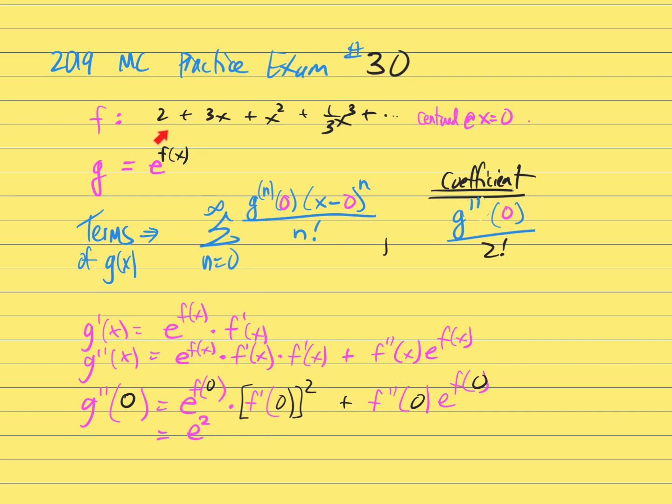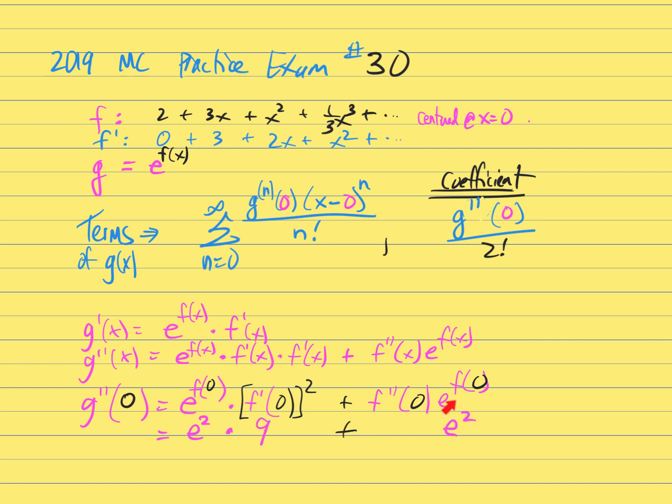Well, f prime, we don't know yet, but let's go ahead and figure it out right here in blue. F prime will just be the derivative of each term, and f prime of 0, when x is 0 and put into the blue f prime function, we get 0 plus 3 plus 0 plus 0 plus a bunch of zeros. It's just 3. F prime of 0 is 3, and 3 squared is 9.